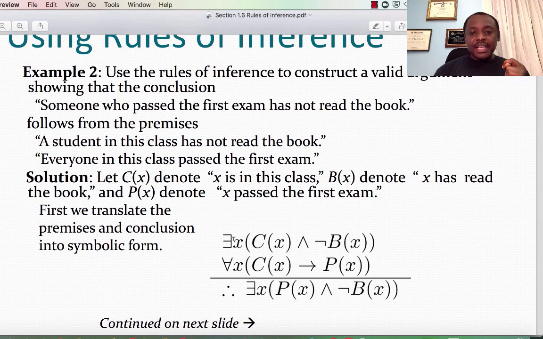Number one, there exists a student X such that, remember, such that C of X and not B of X. The student is in this class and the student did not read the book. And for every X, C of X implies P of X. If the student is in this class, then the student passed the first exam. And if I put these together, what is my obvious conclusion? There exists X such that P of X and not B of X. The student passed the first exam and the student did not read the book.